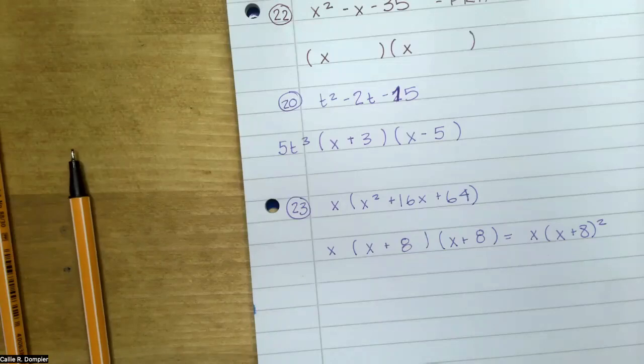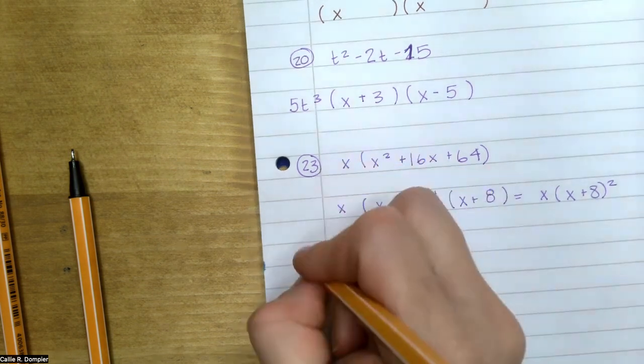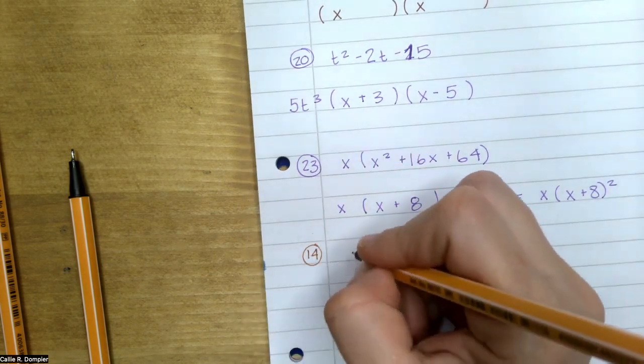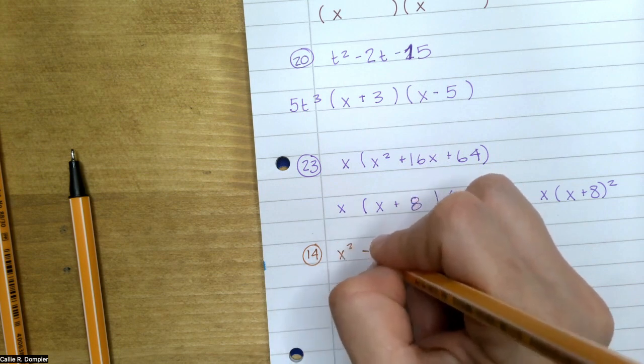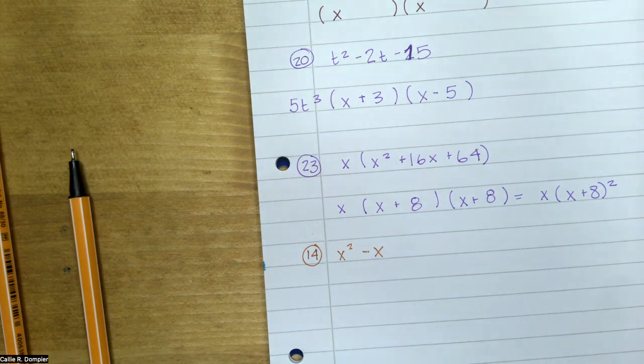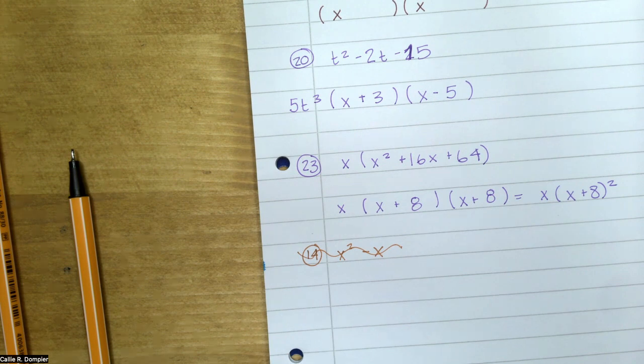Let's do another. I don't want to do a huge one. 14. X squared. Where is the 14? All right, I guess I got to do the big ones now.